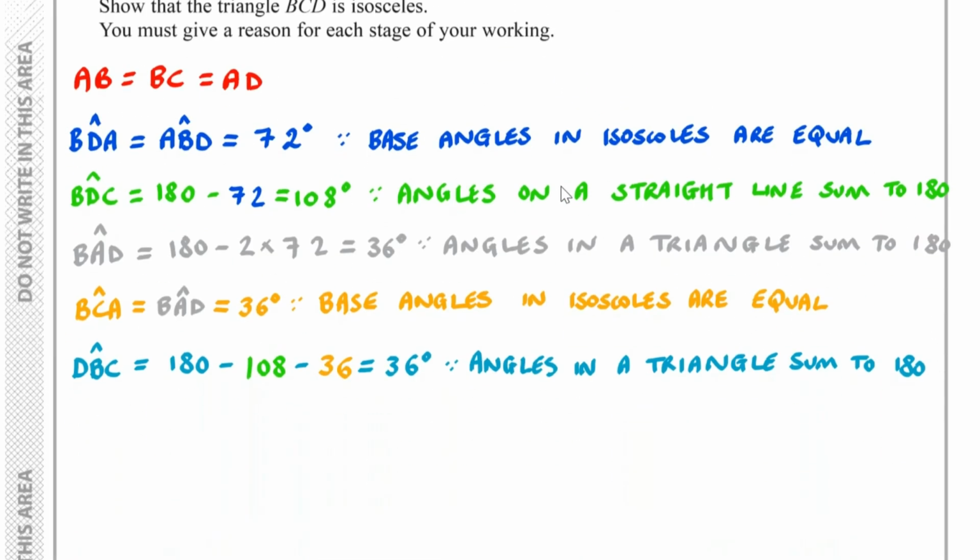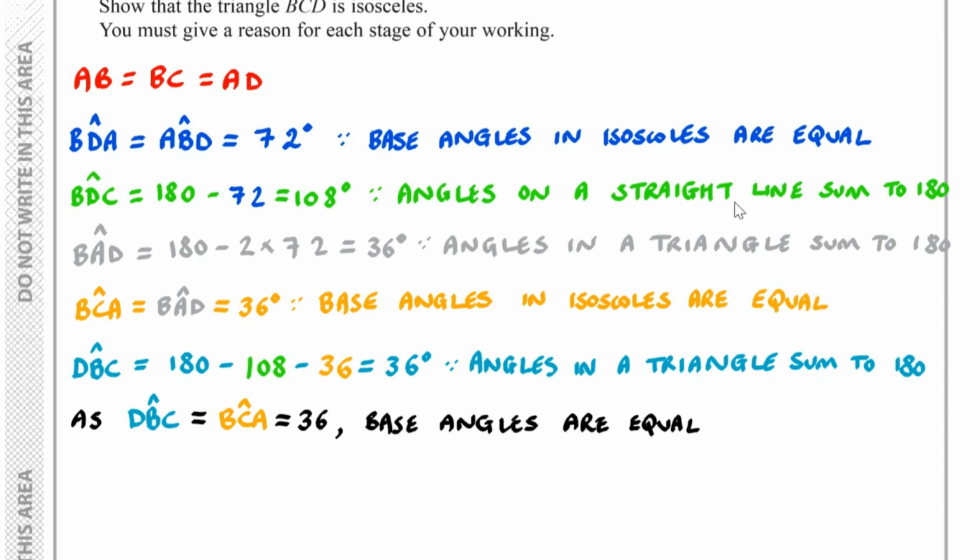So what can we say then? Well, as the angle DBC equals the angle BCA, which is equal to 36, we've got the base angles which are equal, which means the triangle BCD is isosceles.